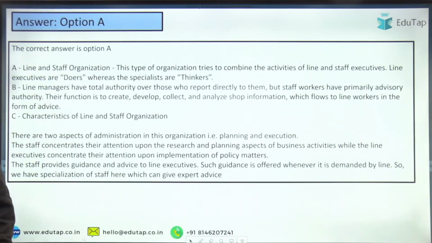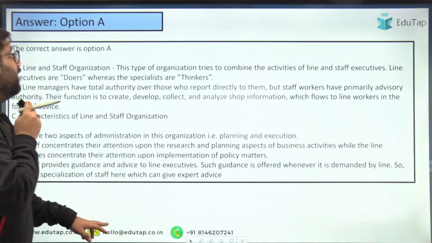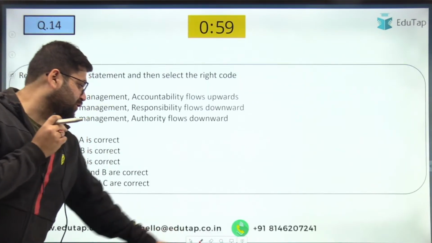Let me see the chat box as well. Responses ही नहीं है, तो क्या ही होगा. चलिए, question number 14.